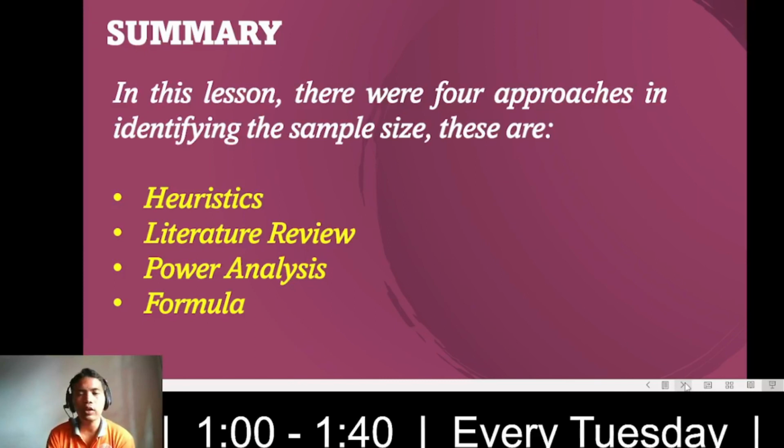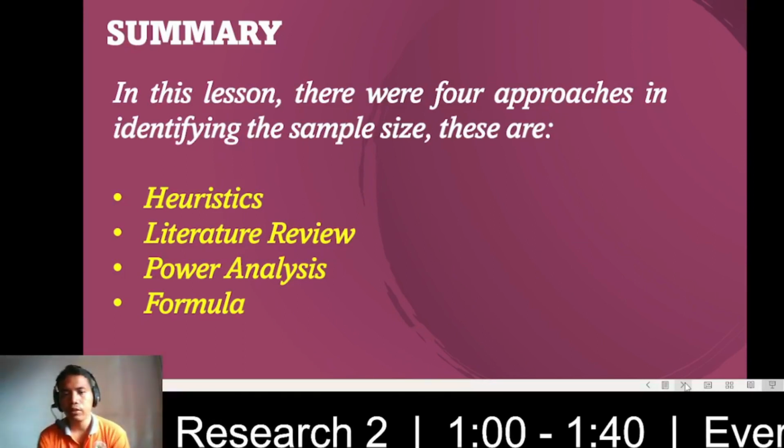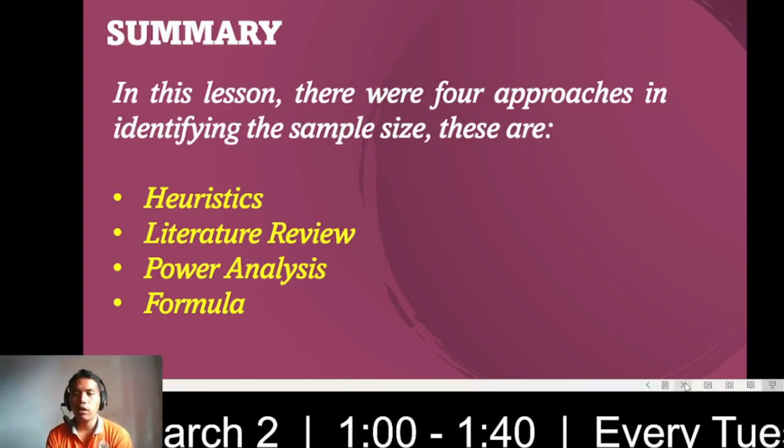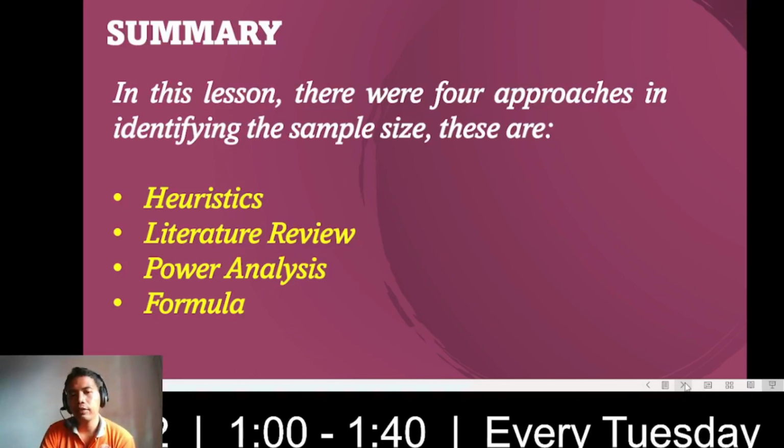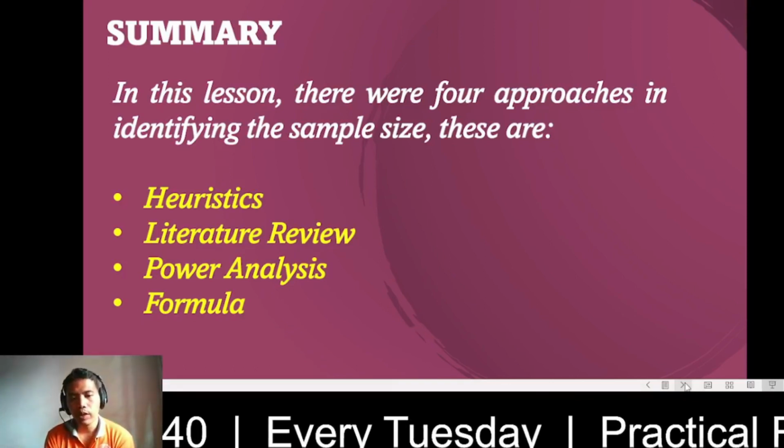So I guess that would be all for today's discussion. Before we say goodbye, that summarizes. Okay, so this is summary of our lesson. So in this lesson, we were able to discuss and we were able to know there were four approaches in identifying the sample size, and these are heuristics, literature review, power analysis, and formula.